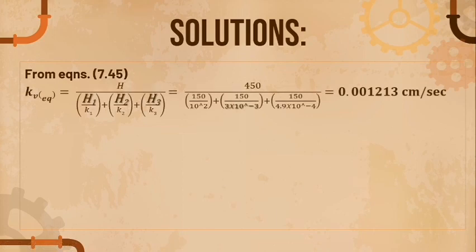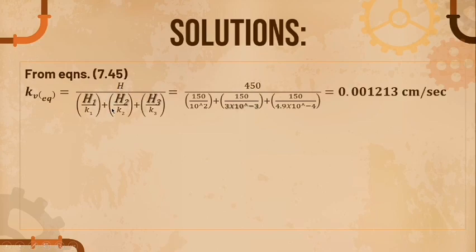So in determining, we have to first determine the equivalent hydraulic conductivity. I can term this as the general hydraulic conductivity. That's to equate them using this formula, that is equal to H over H sub 1 divided by K sub 1 plus H sub 2 divided by K sub 2 plus H sub 3 divided by K sub 3. So substituting the values, how did I get the values for H?